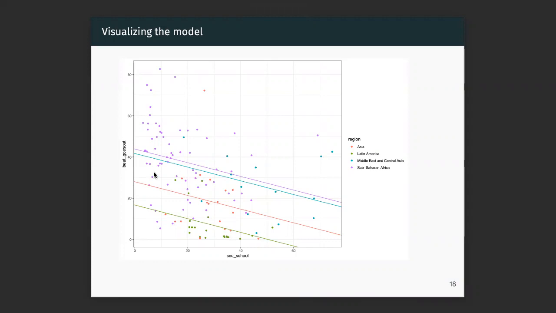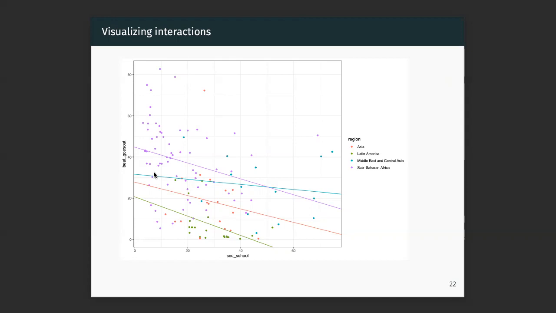That's a strong assumption. What if I don't think that's true? What if I think secondary schooling could do different things in different places, right? Then I can relax that strict parallel slope assumption and allow each region to have its own slope. So our model now has a little more flexibility to fit the data.